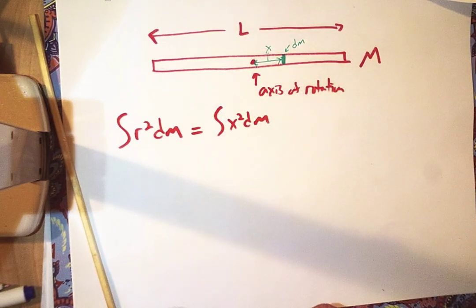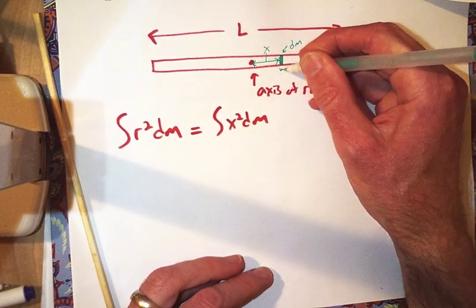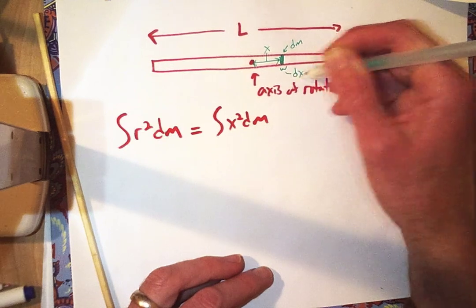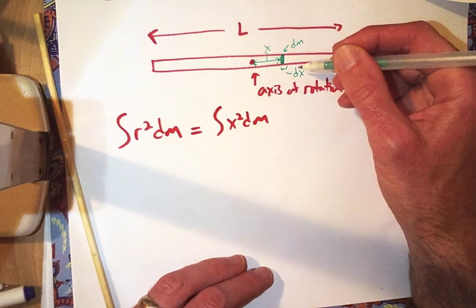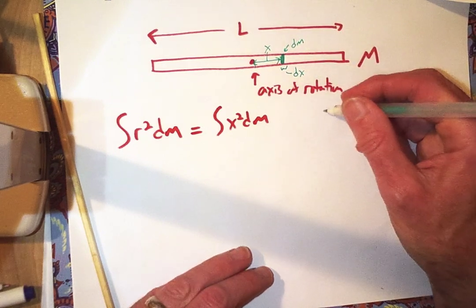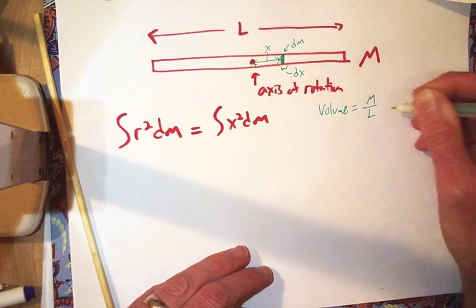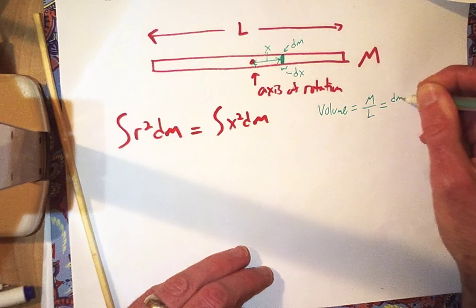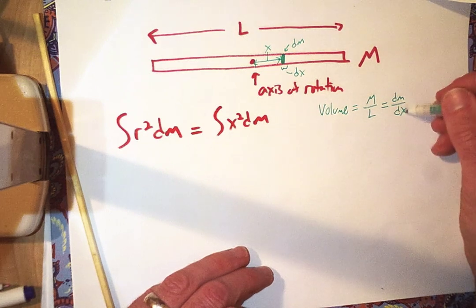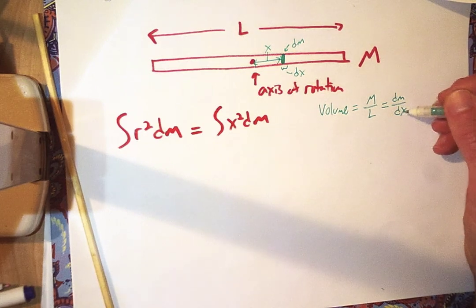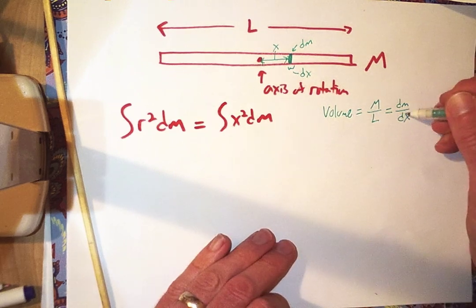I also want to note that my little bit of mass has a tiny bit of width. This little bit of width right there is going to be a little bit of dx, meaning a tiny bit of width and a tiny bit of mass. If we remember our linear density, it's going to be mass per length, but that's also going to be dm/dx, which is very helpful, because now you can see how I can get the dm and the dx to talk to each other.